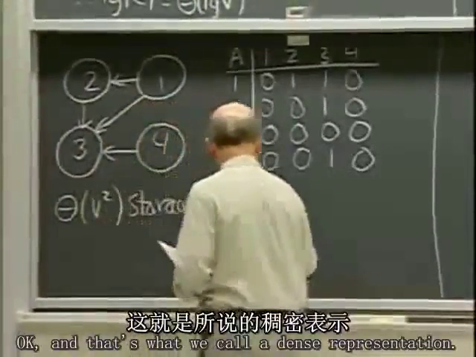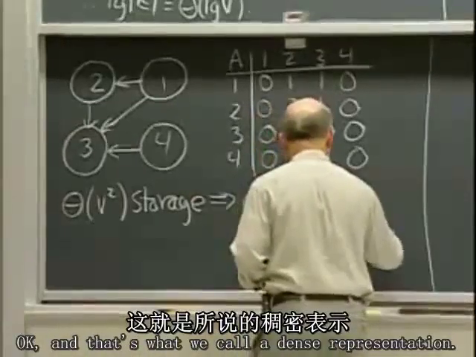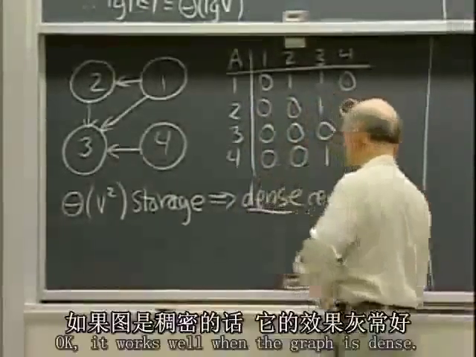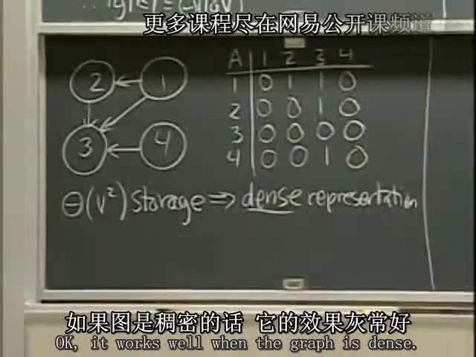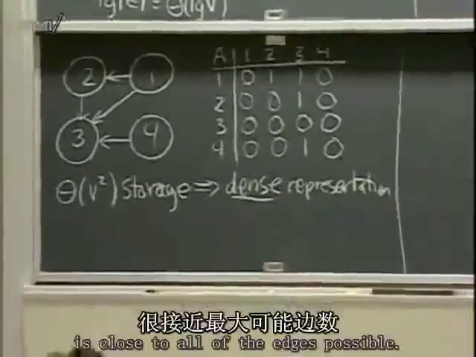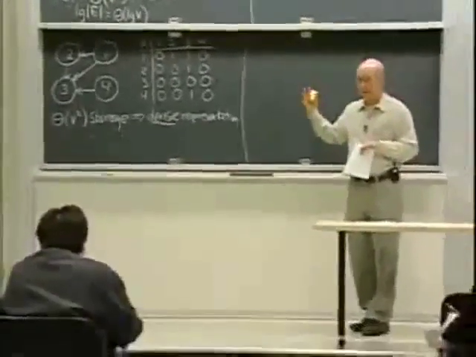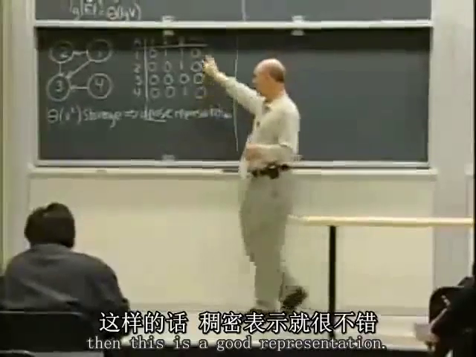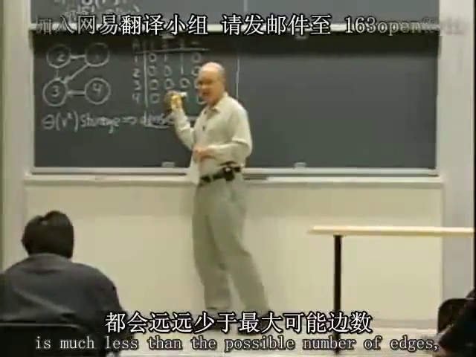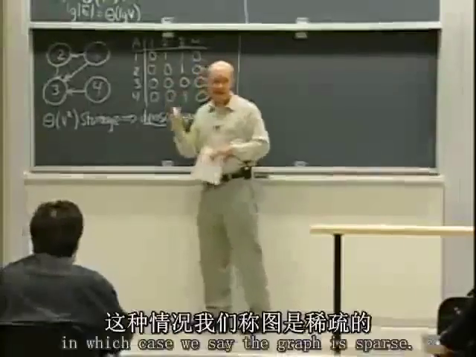Okay? And that's what we call a dense representation. It works well when the graph is dense. So the graph is dense if the number of edges is close to all of the edges possible. Then this is a good representation. But for many types of graphs, the number of edges is much less than the possible number of edges, in which case we say the graph is sparse.